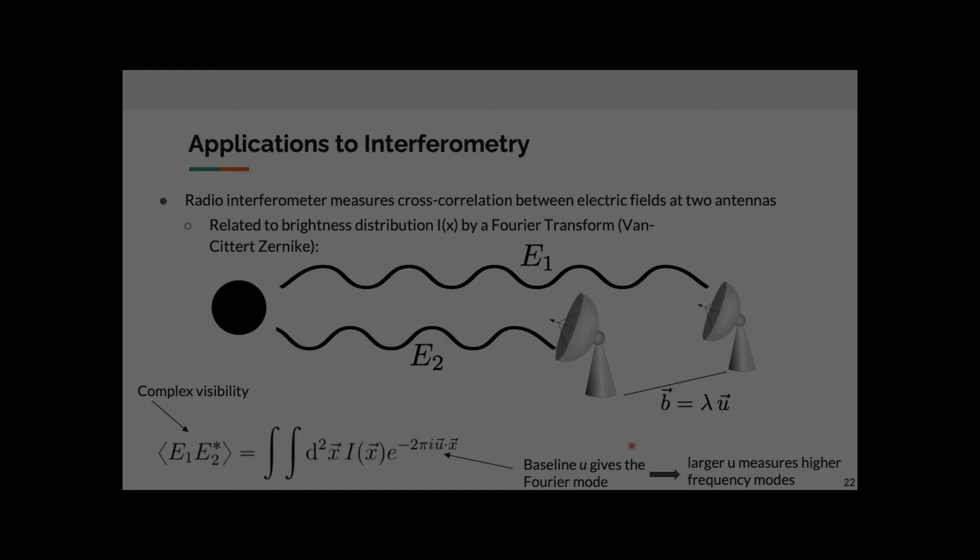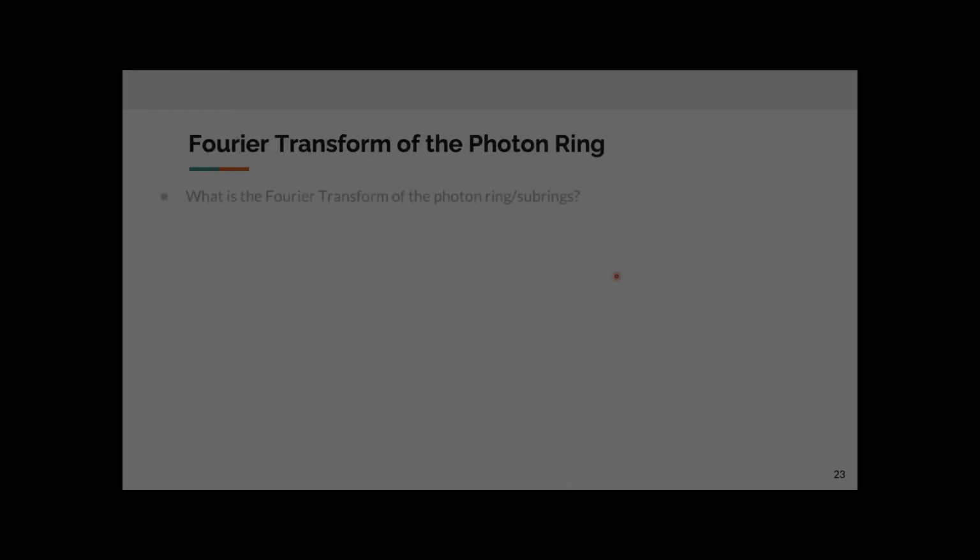And so if we want to know what our black hole, what our simulated images look like to an interferometer, all we have to do is take a Fourier transform. So what is the Fourier transform of the photon ring? That's ultimately what we expect our interferometer to see.